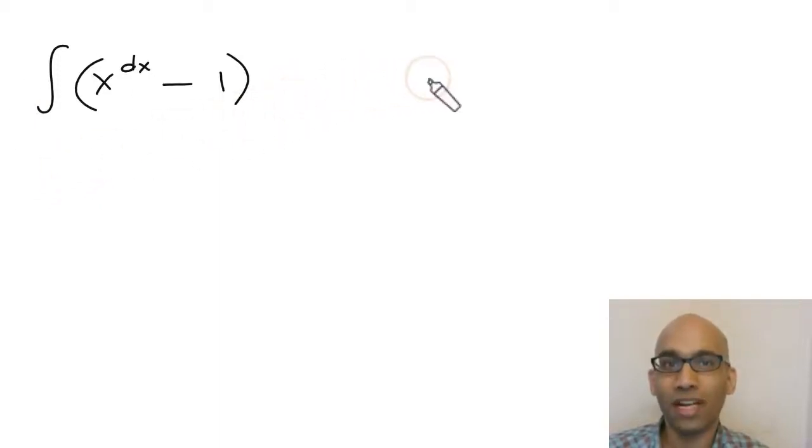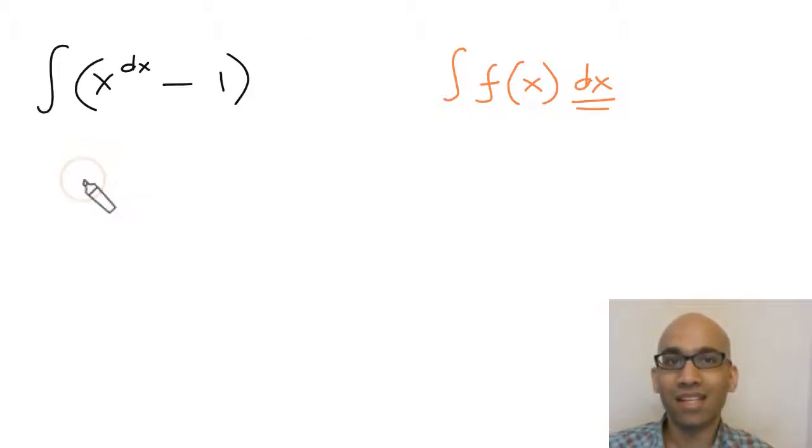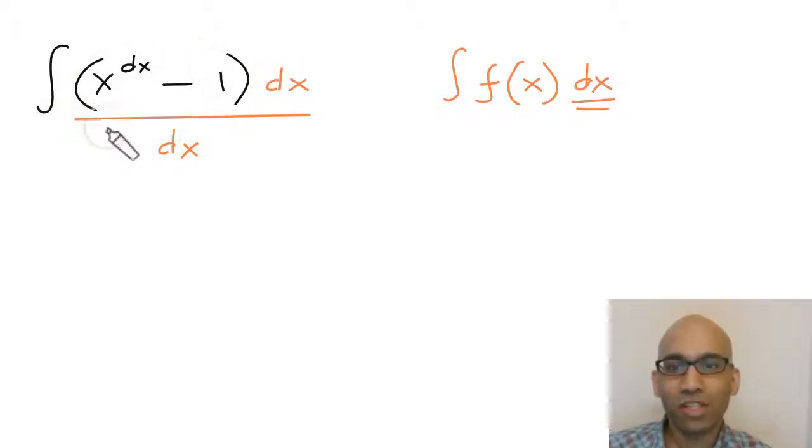Usually our integrations are of the type integral of a function of x dx, and this dx is of course the base of the rectangle, and this is your function. In this case we don't really have a dx, so this looks like a meaningless integral, but actually let's multiply by dx and divide by dx in the numerator and the denominator. And now let's first identify what this expression will turn out to be.